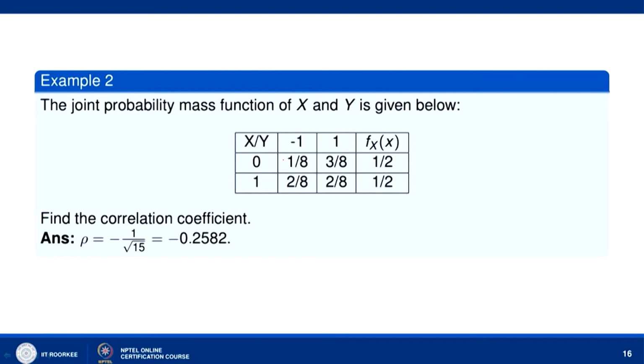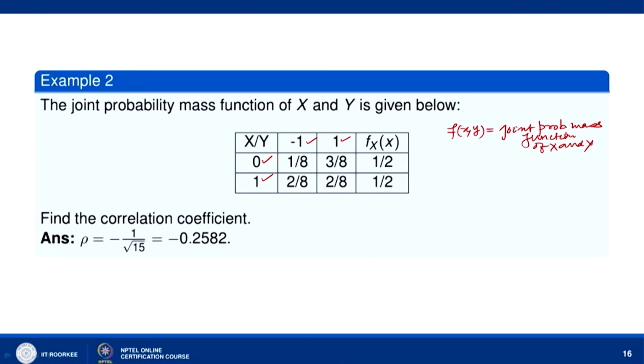Now, let us take an example. The joint probability mass function of x and y is given in this table. These are the values of x and these are the values of y. I am denoting the joint probability mass function of x and y by f x y.